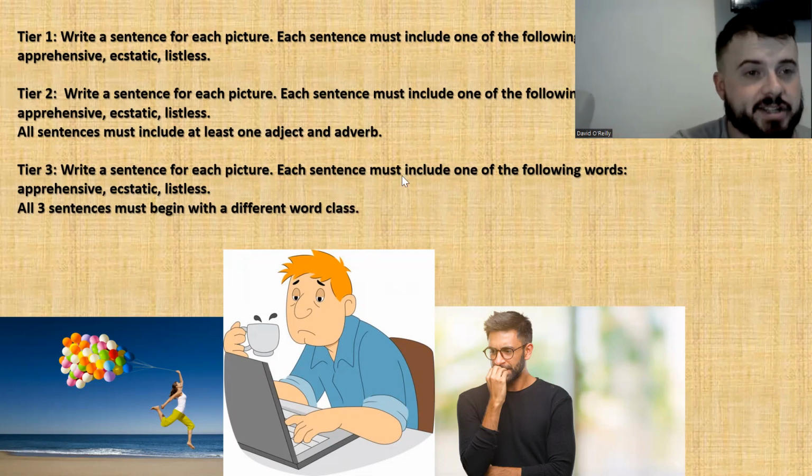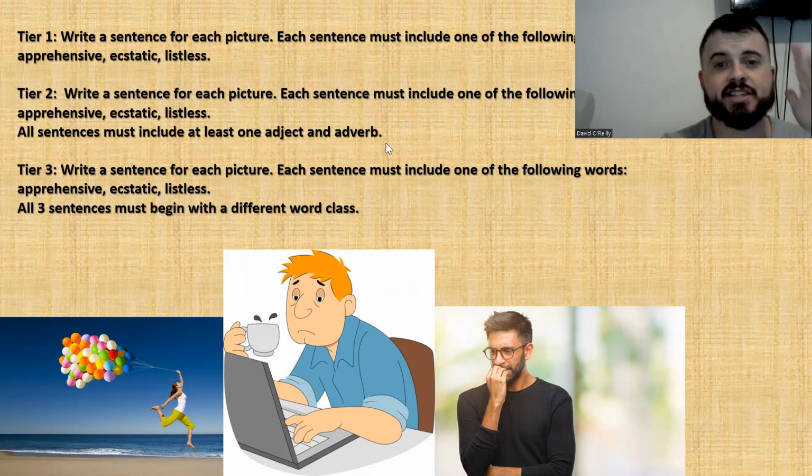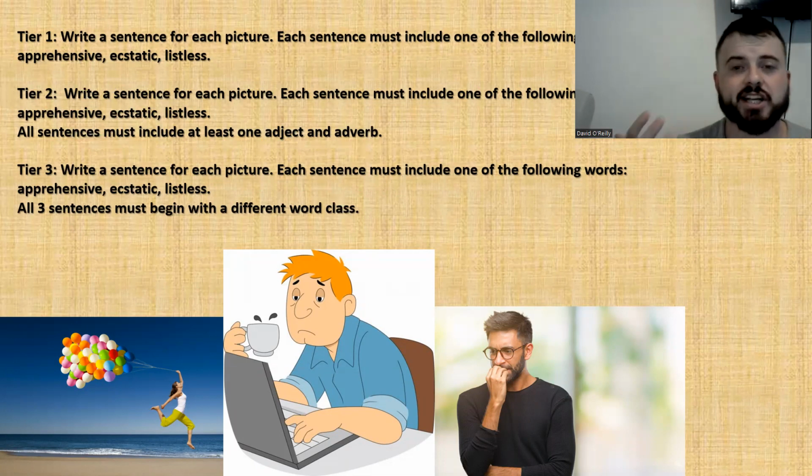Tier 2, write a sentence for each picture. Again, we need to use those 3 words: apprehensive, ecstatic, and listless. But all sentences must include at least 1 adjective and 1 adverb. So a sentence for each picture, 1 adjective and 1 adverb in each sentence. And of course, we need to use that vocabulary: apprehensive, ecstatic, and listless.